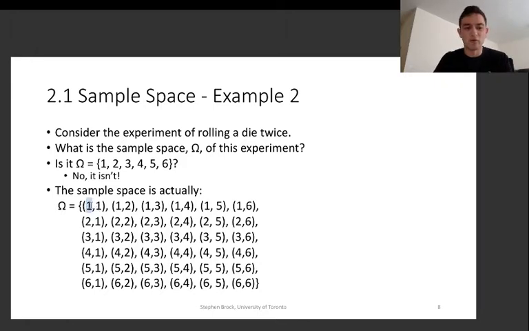So we have, if you roll 1 first, and then a 1 second, or a 1 and a 2, 1 and a 3, then we have a 2 and a 1, 2 and a 2, 2 and a 3, all the way up to 2 and a 6, and all the way up to if you roll the 6 and roll the 6.